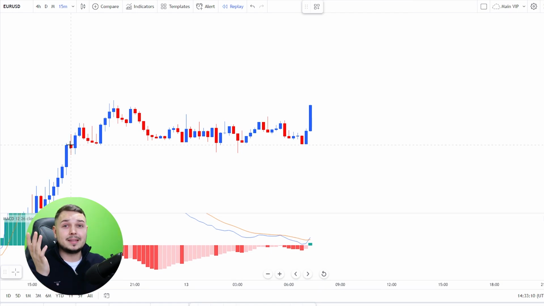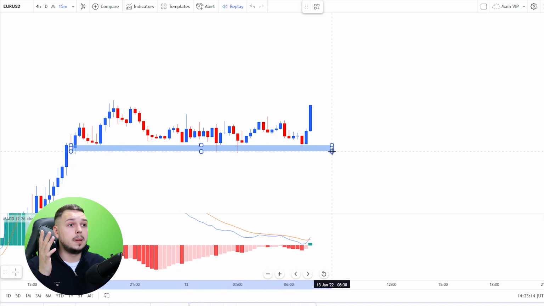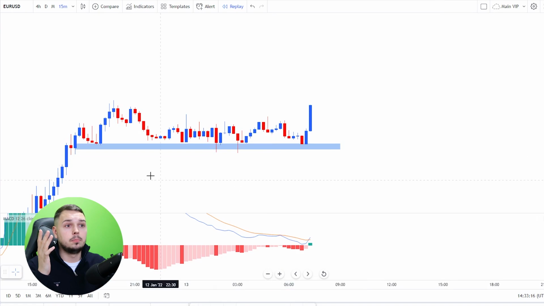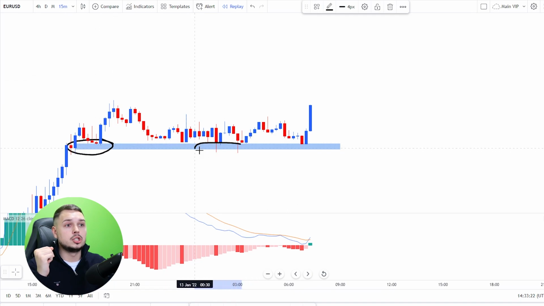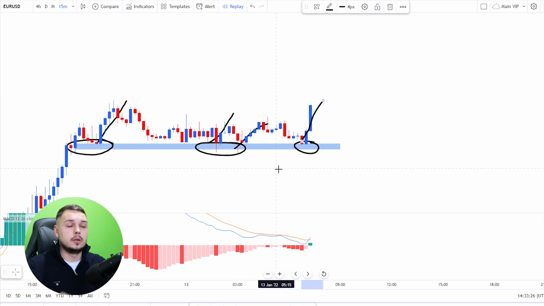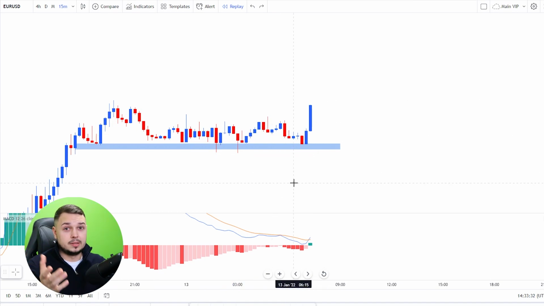But let's not forget, MACD is not the only good indication that we have currently. We also are bouncing off the area of support, right? This was a previous area of support. Every time the candlesticks touched this area of support, it went towards the upside, right? So this is our second confirmation that very likely bullish pressure is coming in.